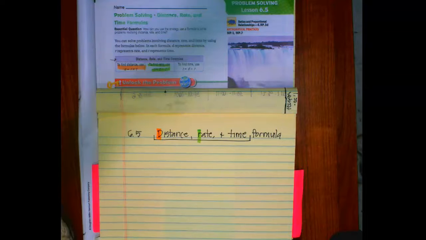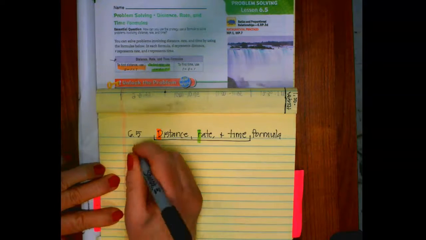In this lesson, and feel free to have your book in front of you while you're taking notes, we will be learning how to use the distance, rate, and time formula. By the way, a formula is a set of variables that you plug values into.